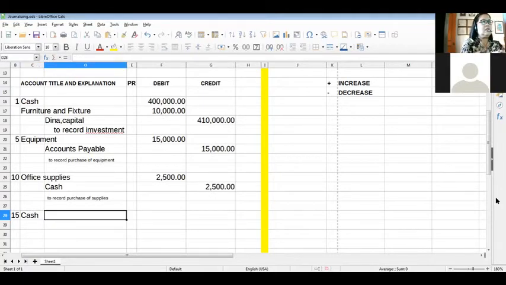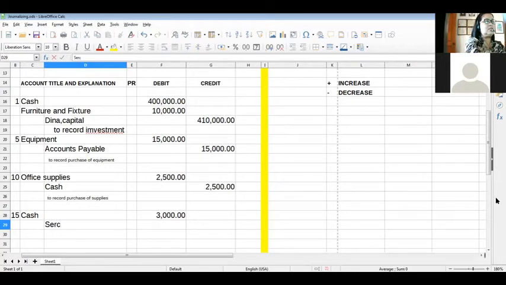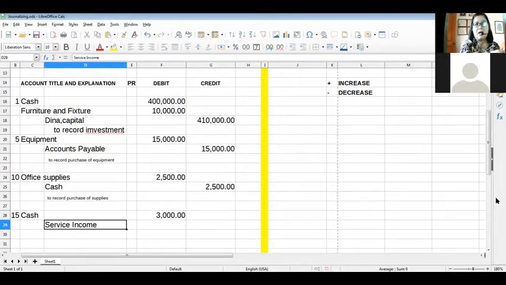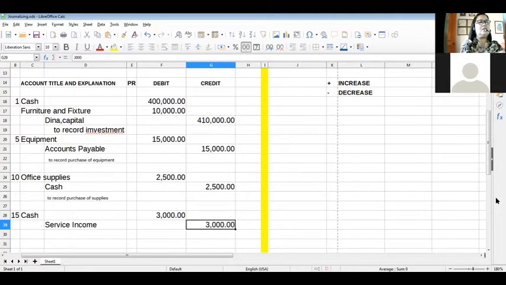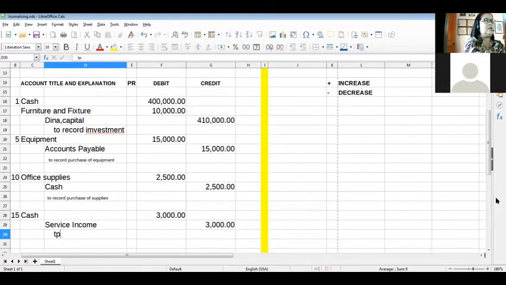Meron siyang cash na 3,000 and then nag-render siya ng service kaya ginagamit niya yung service income account. At dahil ang service income account ay nadadagdagan, ang sabi ng principle, when an income account is increasing, you put that in your credit entry. Okay, so that's it. Balance na sila, okay? Next, we will put the record service to Trimex.